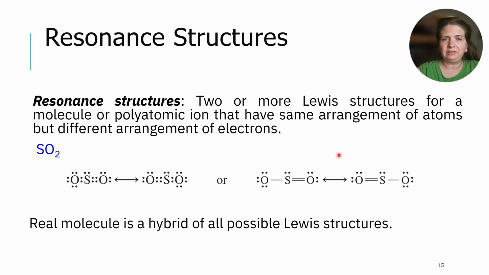An analogy is a golden doodle. A golden doodle is a hybrid between a golden retriever and a poodle. It doesn't wake up one day as a golden retriever and the next day as a poodle. Every day, it's a golden doodle. Likewise, a resonance hybrid is always a blend between the possible resonance structures.